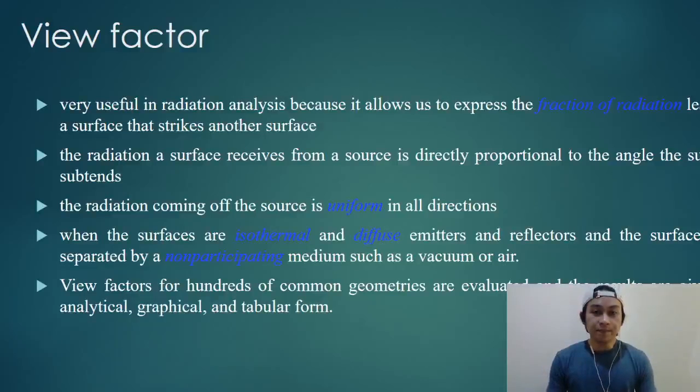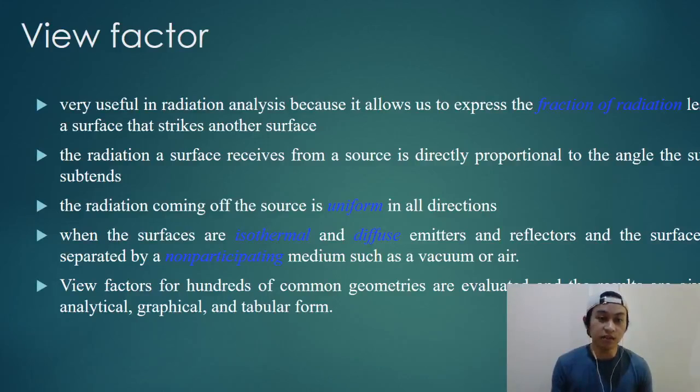The view factor has proven to be very useful in radiation analysis because it allows us to express the fraction of radiation leaving a surface that strikes another surface in terms of the orientation of these two surfaces relative to each other. The underlying assumption in this process is that the radiation a surface receives from a source is directly proportional to the angle the surface subtends when viewed from the source.